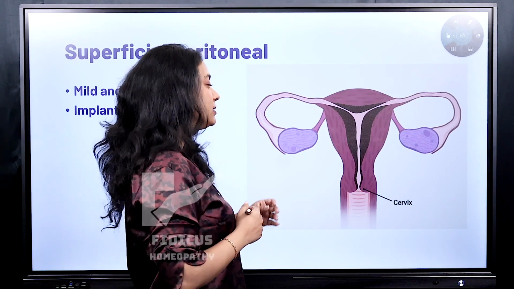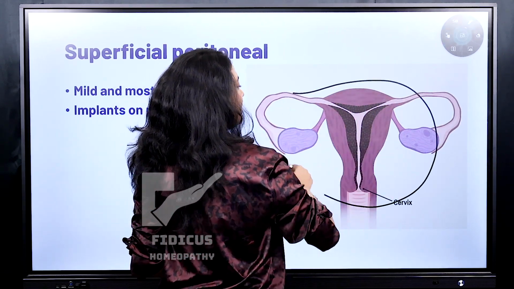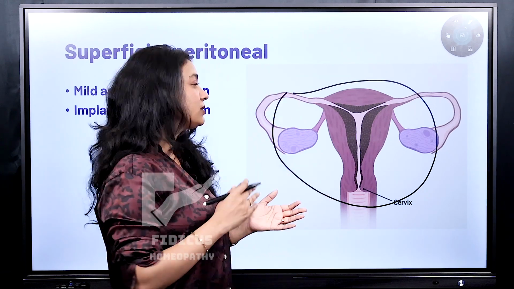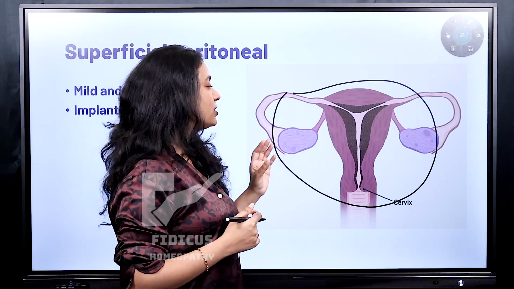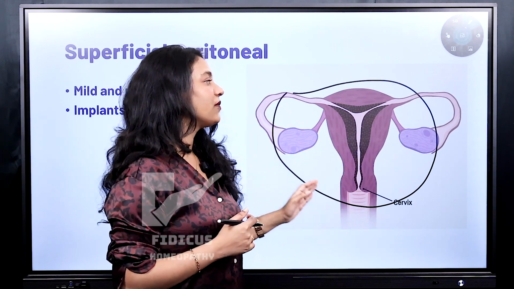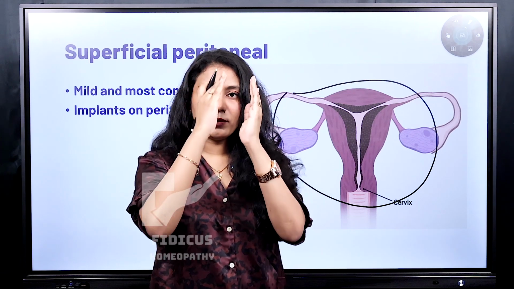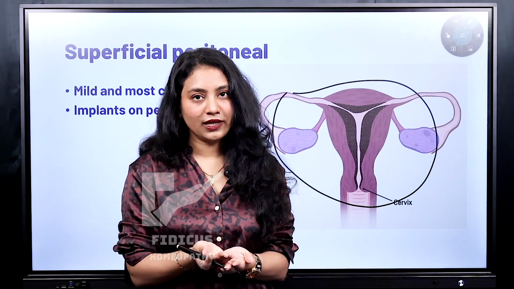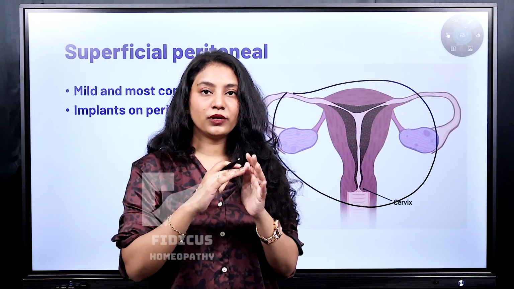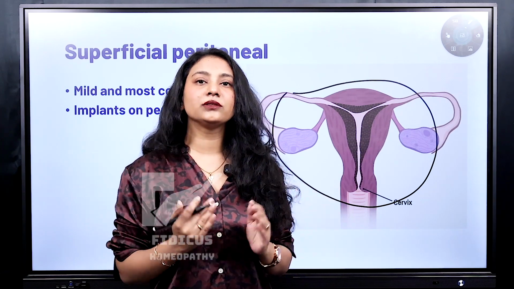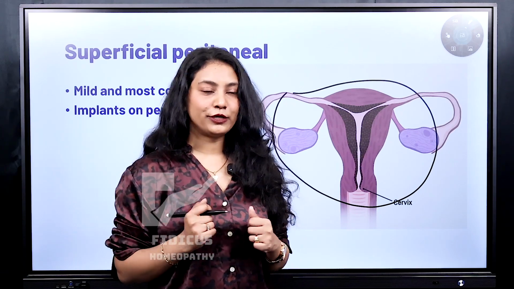Remember that if there is endometriosis near your peritoneal area, especially in the pelvic region, it is called superficial peritoneal endometriosis, where the endometrial tissue is lodged near the pelvic region of your peritoneum. So what is this peritoneum? The abdominal cavity is enclosed in a sheet called the peritoneum. So whenever the endometrial tissue is lodged near the peritoneum, near the pelvic area, that is called superficial peritoneal endometriosis, which is a very common type of endometriosis.